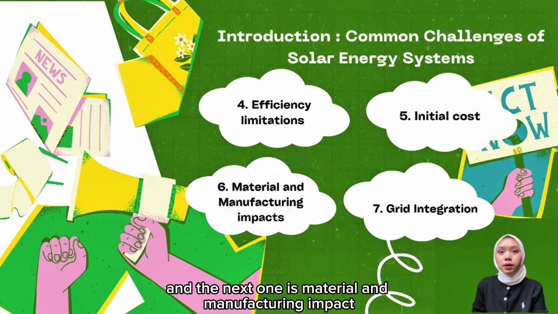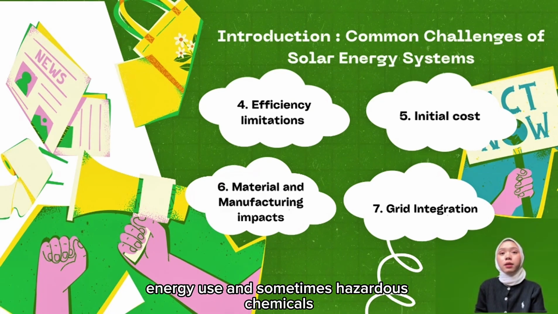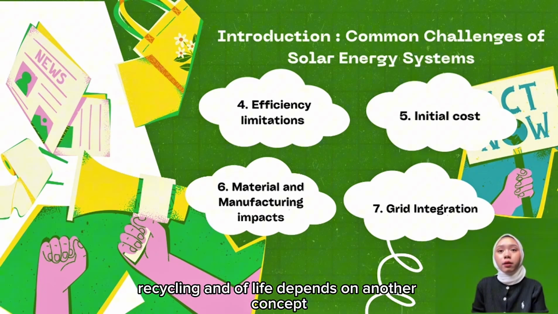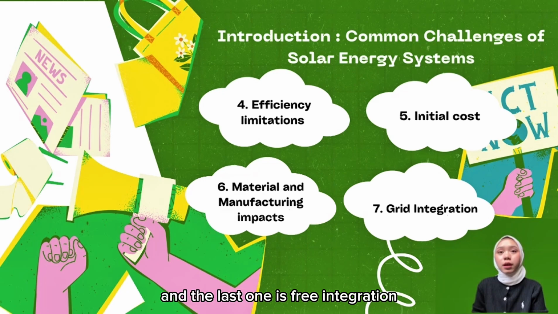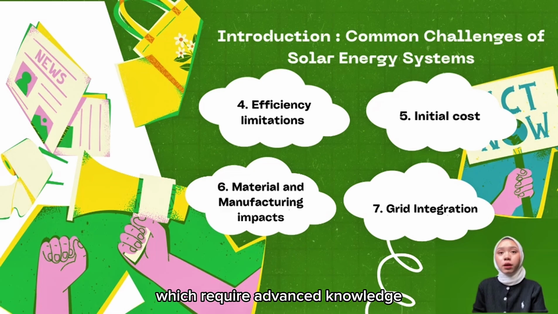And the next one is material and manufacturing impact. Production of PV panels involves mining, energy use, and sometimes hazardous chemicals. Recycling end-of-life panels is another concern. And the last one is grid integration. Integrating variable solar power into existing electrical grids requires advanced load balancing, smart grid technologies, and possibly storage solutions.